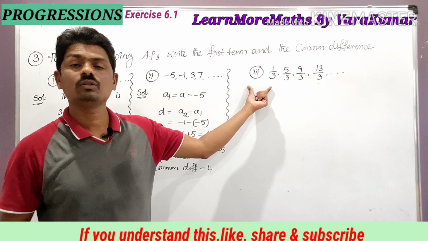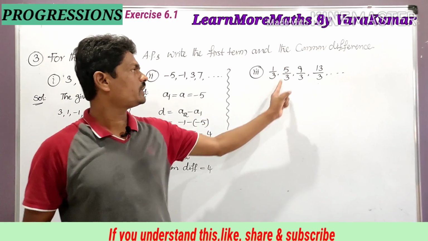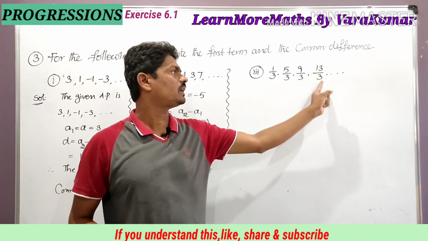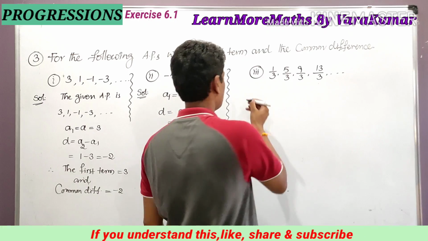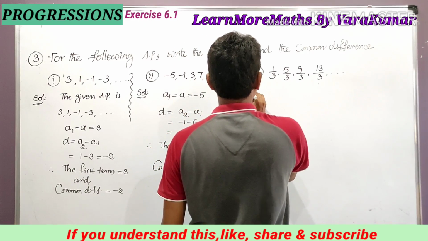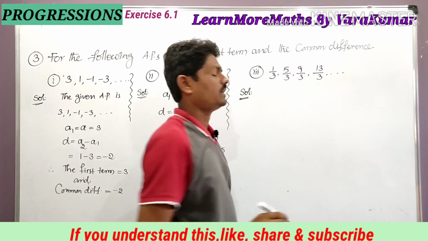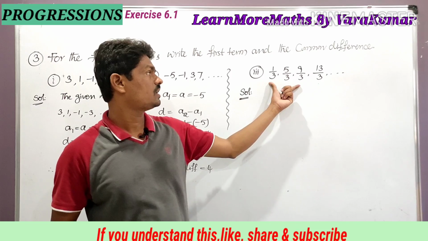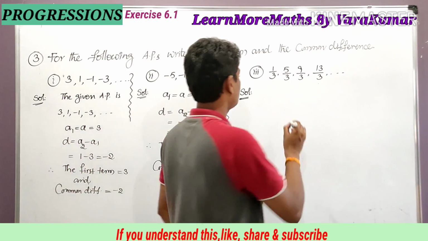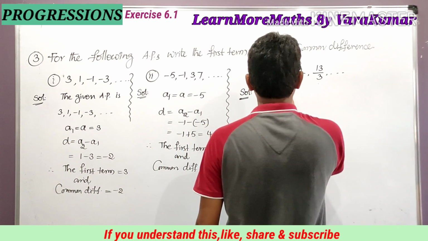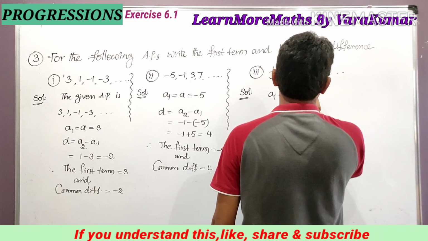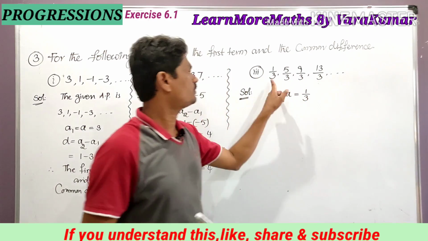So next we have to solve the third bit. This is the third bit: 1 by 3, 5 by 3, 9 by 3, 13 by 3 and so on. So he is asking us to find the first term and the common difference. This is the given AP. Here the first term a1 is equal to a, that is 1 by 3. This is the first term.